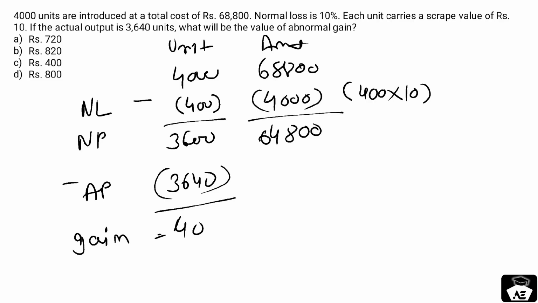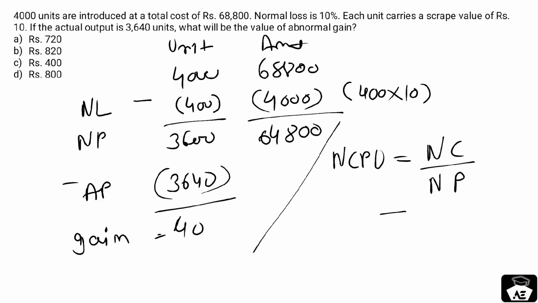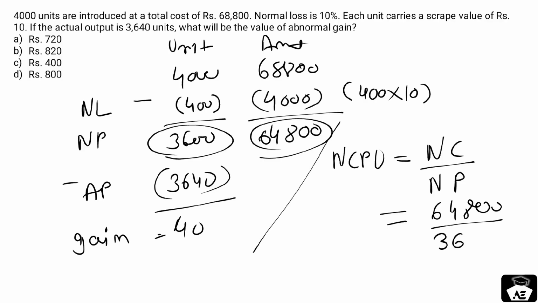But this is the unit, not the value. यहाँ पे आपको वैल्यू फाइंड करने को बोले. So value आपको कैसे फाइंड करनी है? सबसे पहले आपको normal cost per unit फाइंड करनी पड़ेगी. So how to find that? By this way, normal cost per unit is equal to normal cost divided by normal production. So here is your normal cost, that is 64,800, divided by your normal production, that is 3,600. So you will get per unit price rupees 18.